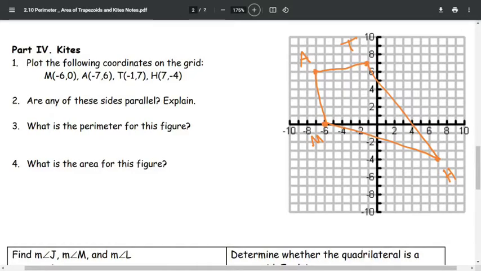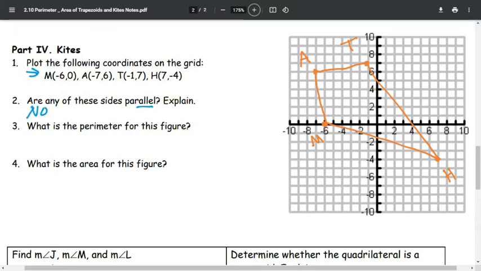All right, so in this part, we're going to take a look at kites. So first thing that we have are all of those points plotted. So if we look at our next one, it's going to ask if any of these sides are going to be parallel to each other. And you can kind of look and see. So it's saying something like AM and TH right there, asking if two sides like that are parallel. So of course our answer here is going to be no.